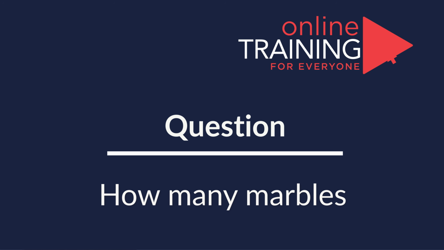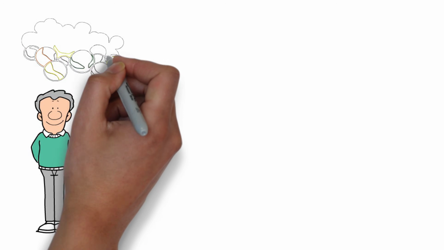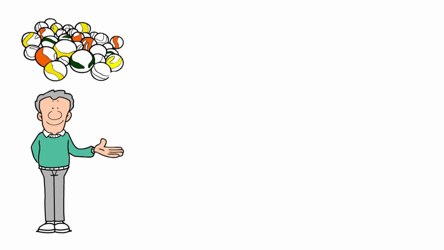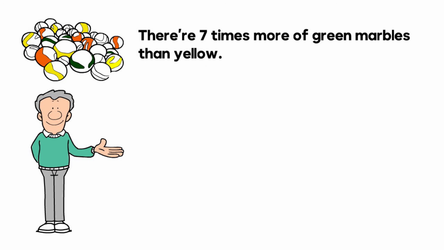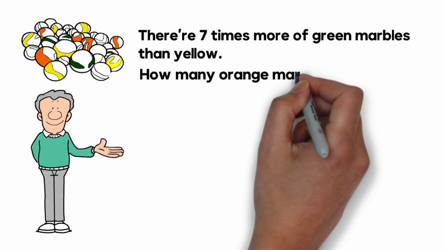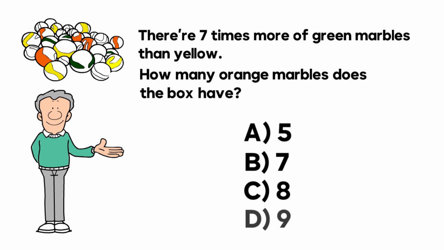Here's a cool problem, which is easy to understand, but might be a little tricky to solve. The box has 15 marbles of green, yellow, and orange colors. There are 7 times more green marbles than yellow. How many orange marbles does the box have? You have 4 different choices. Choice A, 5. Choice B, 7. Choice C, 8. And choice D, 9.